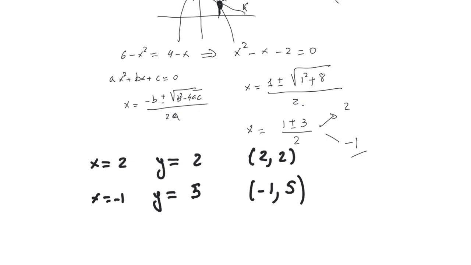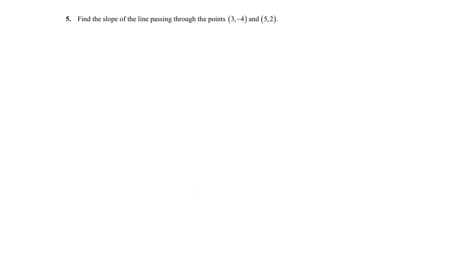And the problem is solved. Let's go to the next one. The next one says: find the slope of the line passing through the points (3, -4) and (5, 2).